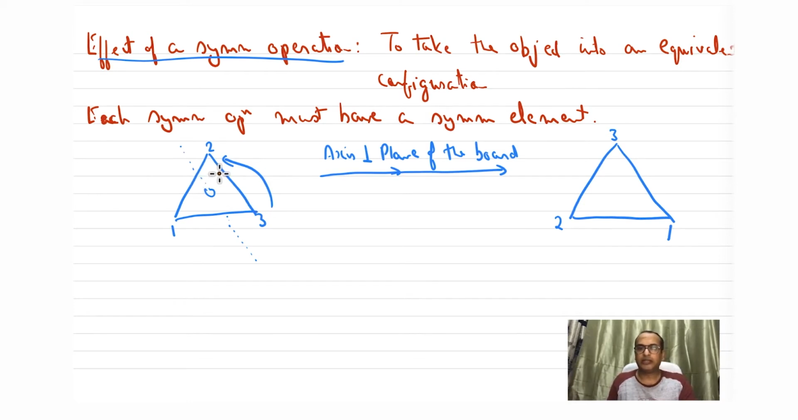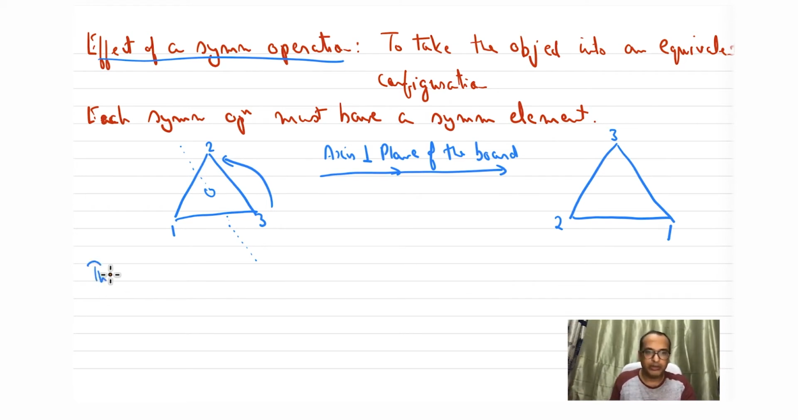So the triangle is said to have a symmetry element present about which a symmetry operation can be carried out so that it reaches an equivalent configuration. Okay, so this should be very, very clear now in our heads: what is a symmetry element and what is a symmetry operation. So now let's try to define all the symmetry elements and operations which are required to specify molecular symmetry.